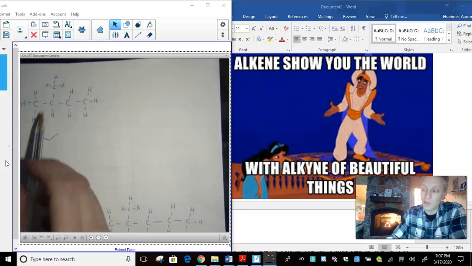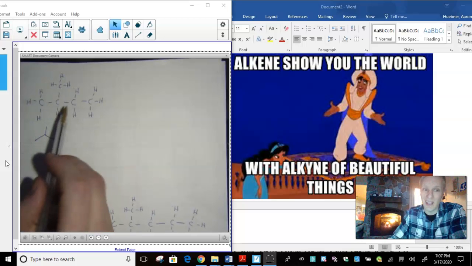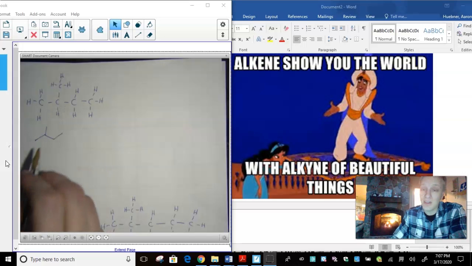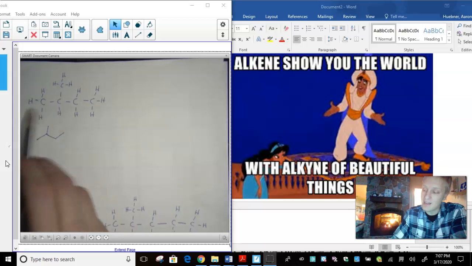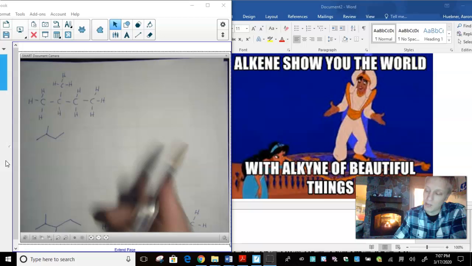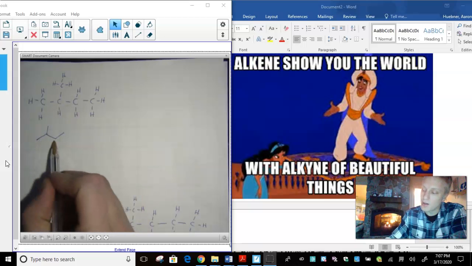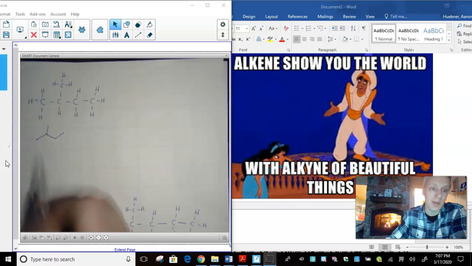And it gets really cumbersome writing all those H's. So chemists have come up with a shorthand called the line angle formula. What that is, is getting rid of the H's, making it simple. And each corner is a carbon, and each endpoint is also a carbon.